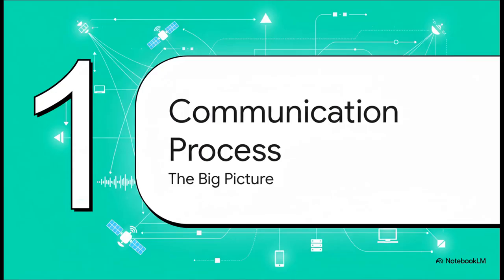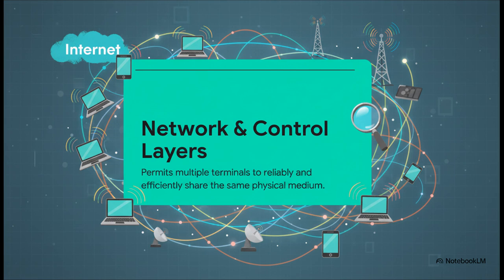All right, Section 1, the communication process, the big picture of data travel. Now, if you just have one person talking directly to one other person, communication is pretty simple. But, well, that's just not the world we live in, is it? A true communication system is all about allowing a multiplicity of terminals to reliably and efficiently share the exact same physical space. The real magic of modern systems, like the internet or those massive cellular networks, is that millions of users are talking all at once without colliding into each other.